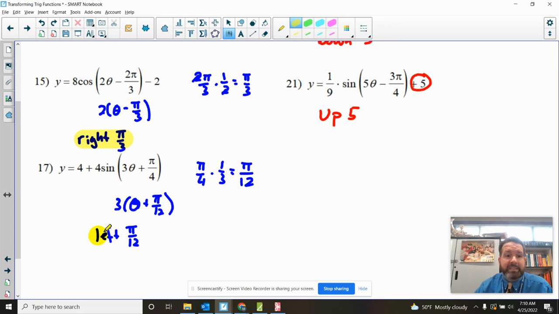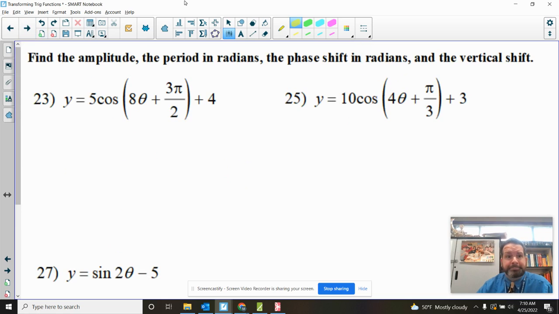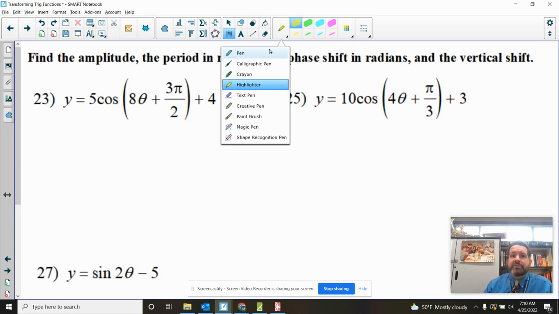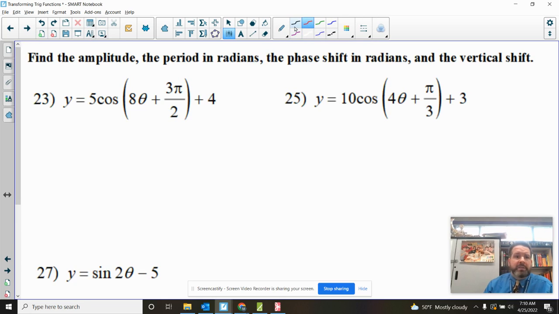I see if you agree with me. I think the trickiest thing on these is that phase shift. So more practice is going to be better for you. Okay, here it is now, just kind of doing it all at once. So for amplitude, I'm going to abbreviate that as amp. I'm looking right here. Absolute value of that 5. So my amplitude is 5.